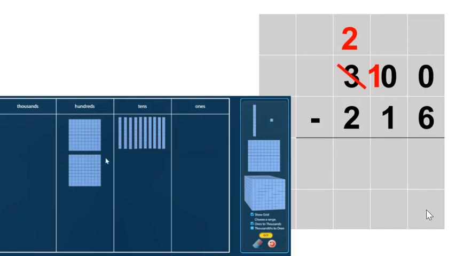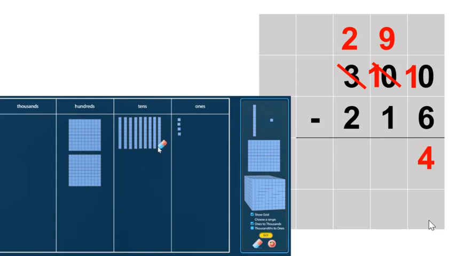So I have 10 tens, and then I need to bring one of those tens over and regroup it in the ones place. I have 9 tens and then 10 in my ones place. Now I can subtract 6. 10 minus 6, 1, 2, 3, 4, 5, 6. So my answer is 4.